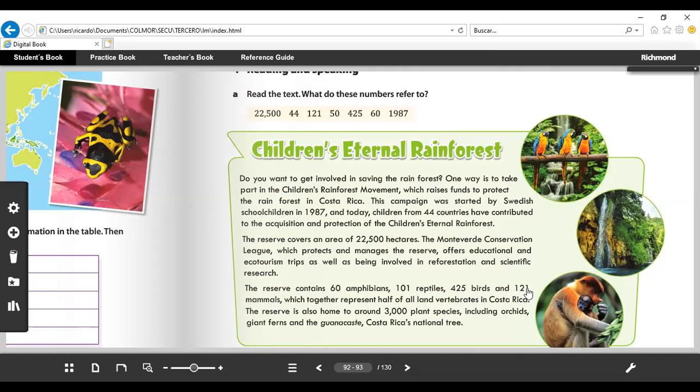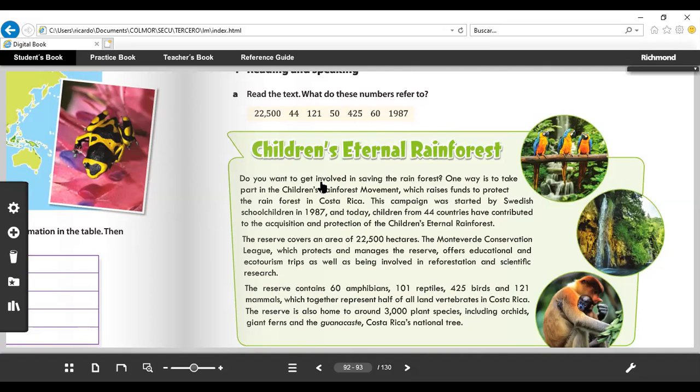Okay, the next one, 121. Where's 121? Oh, right here. The reserve contains 60 amphibians, 101 reptiles, 425 birds, and 121 mammals. Okay, so this number refers to the quantity of mammals in the reserve. Now 50, what about number 50? Where's number 50? Whoa, I don't see it. Can you see it, guys? I guess we have to read it.